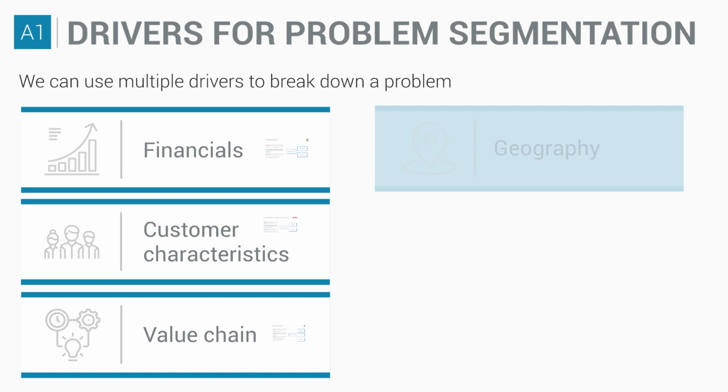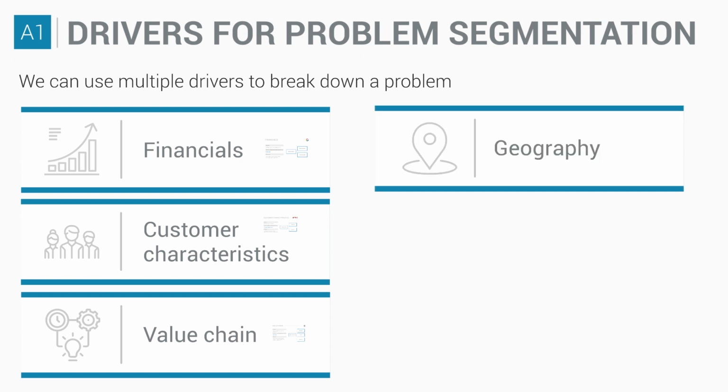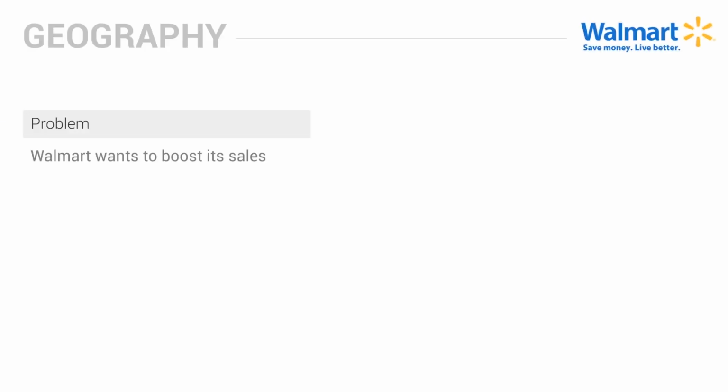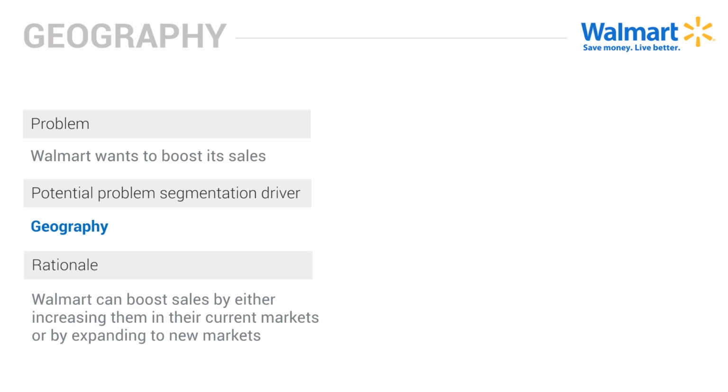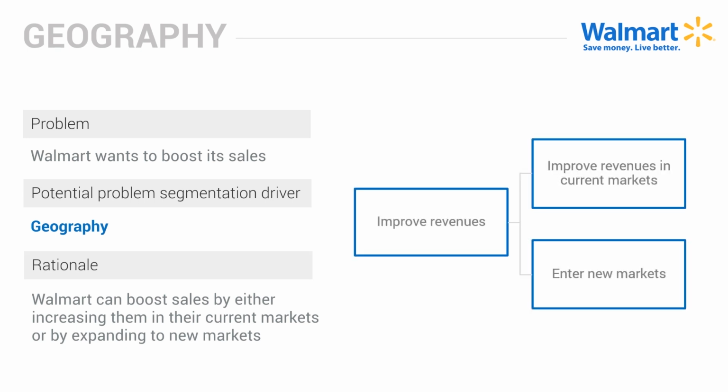Geographical segmentation is useful when business models and issues vary across regions. Let's look at the problem statement, Walmart wants to boost its sales. Here, a geographic segmentation is useful as we know that Walmart is a global player. It can boost its sales either by increasing them in its current markets or by expanding into new markets.